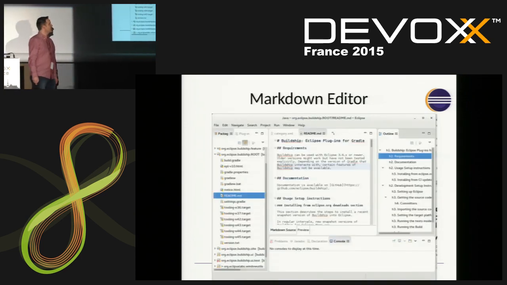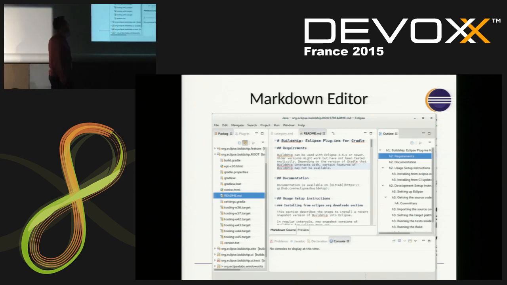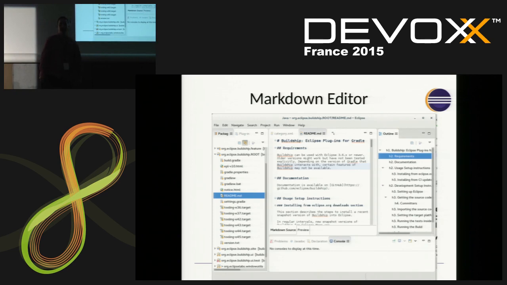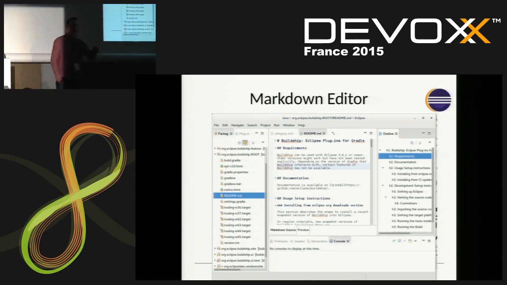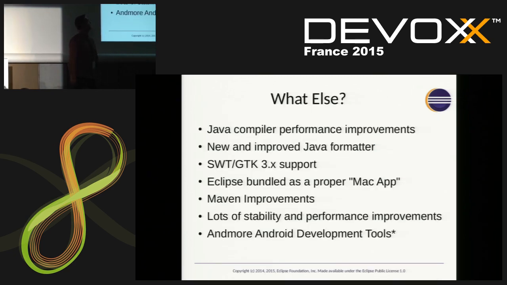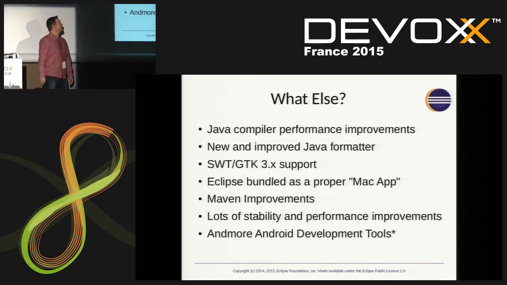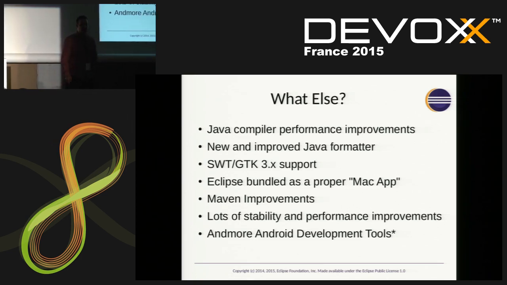There's a Markdown editor. Actually, this isn't new, I just discovered it recently. In fact, a whole bunch of different wiki formats are supported by this editor. So if you have a .md file in Eclipse, double-click on it and you get an editor that's aware of how Markdown works. Lots of Java compiler improvements, and a new and improved formatter. We have an entirely new Java formatter, which offers a lot more customizability and is a lot more robust.